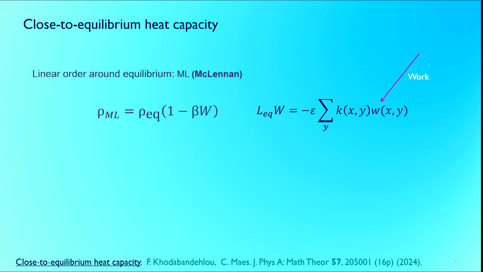Close to equilibrium heat capacity. In the close to equilibrium, my meaning is that the term that is non-equilibrium in your system is linear. I mean, if you expand it, whatever you have, this distribution that you have, if you expand it, you are in a linear order of that, okay?